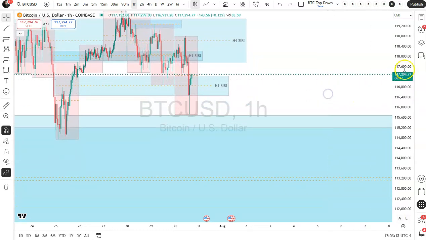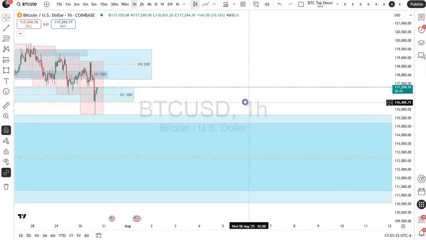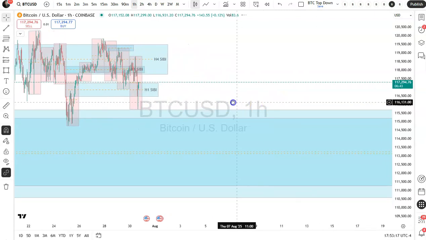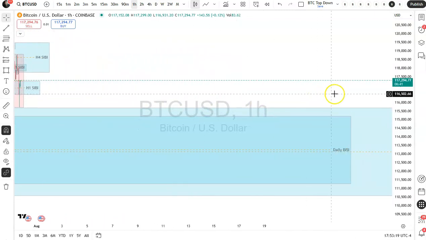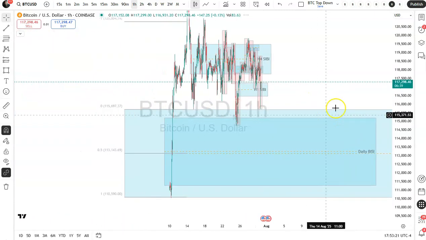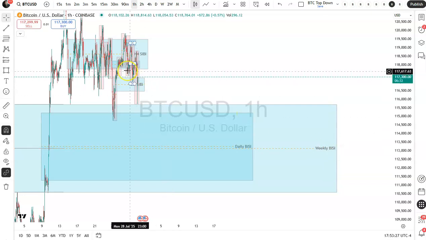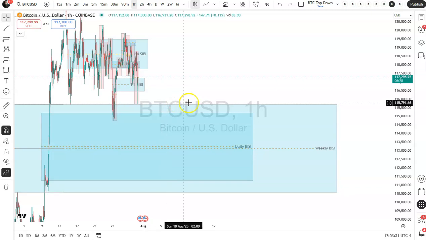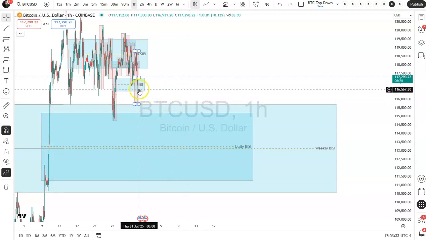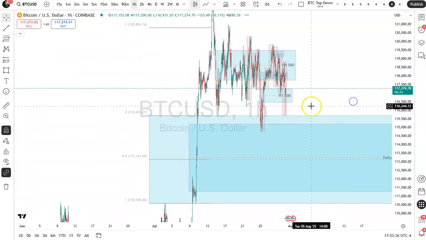This is a weekly, and I do like a top-down analysis. My goodness. There we go. This was the weekly buy-side imbalance. Price came down, tapped the top of this, and stopped nearly to the penny, and then moved back up. Okay?